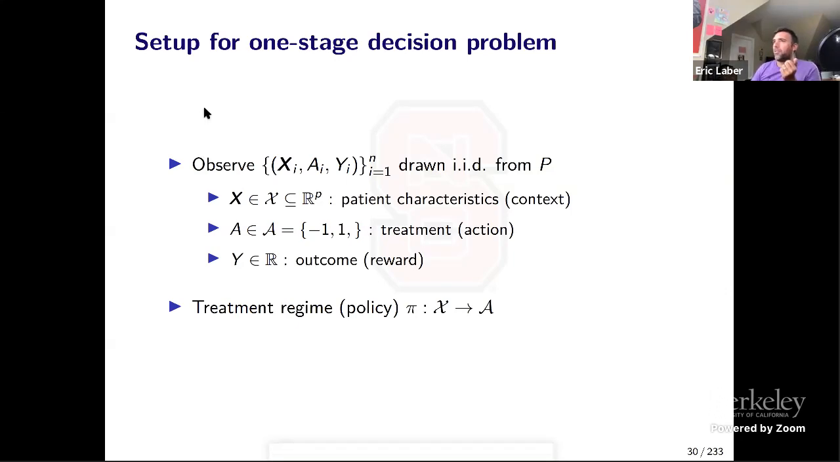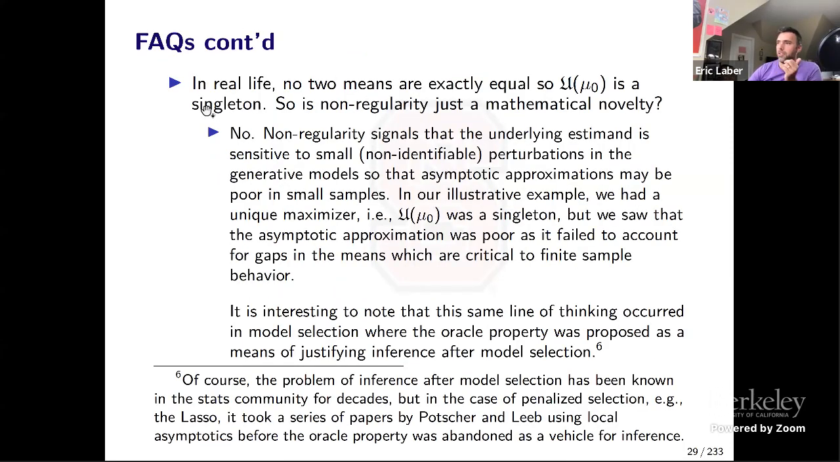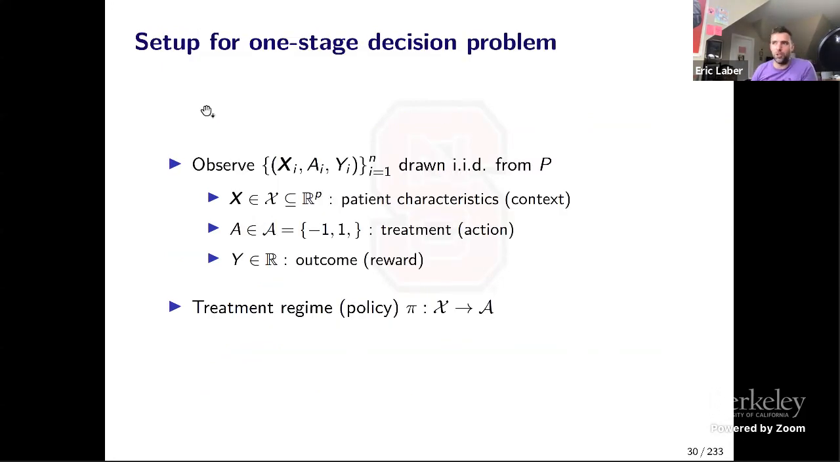So let's see where we left off. We went over some FAQs during the break, and now we're going to talk about inference for the value function. In the spirit of keeping things as simple as possible, we're going to talk about one-stage problems. After this, we'll talk about two-stage problems, and I'll have a brief blurb about infinite horizon problems that'll just be 2 slides long, showing that really it's the same kind of ingredients, it's just messier.